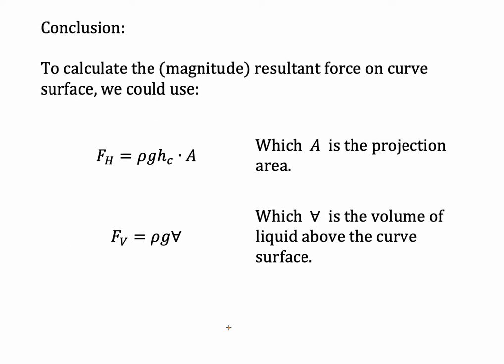As a conclusion for this method, to calculate the magnitude of the resultant force on a curved surface, we could use these two equations. First, you need to calculate the horizontal force, which is rho g hC A, but you need to understand that the area here is the projection area. And the equation for FV equals rho g V, where the volume here is the volume of liquid above the curved surface.